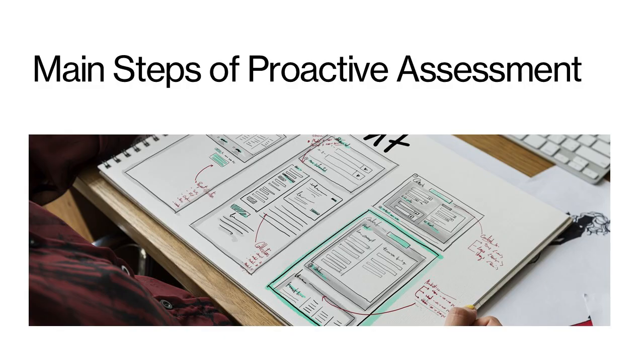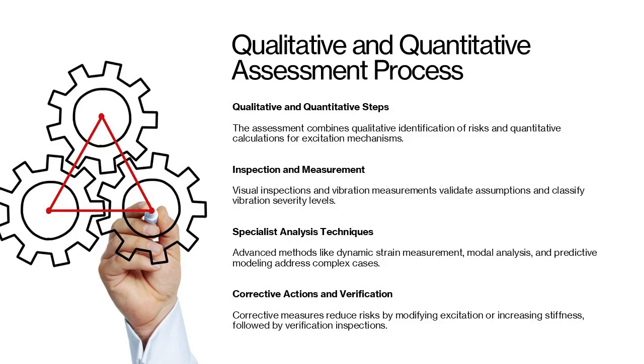Main steps of proactive assessment, qualitative and quantitative assessment process. The proactive assessment process consists of 4 main assessment methods, and these steps will be explored in more detail in the next slides. Number 1 is qualitative and quantitative steps. The assessment combines qualitative identification of risks and quantitative calculations for excitation mechanisms.